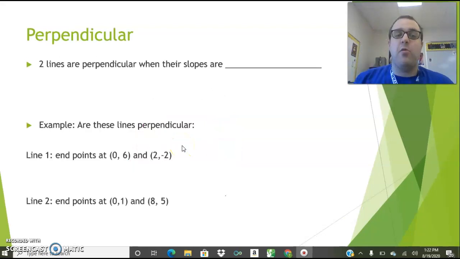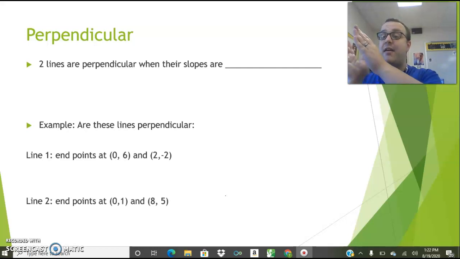All right, so now we're going to talk about how to find if 2 lines are perpendicular to each other. But before we do that, we need to make sure that we identify what it means to be perpendicular. Now, you're probably used to talking about parallel and perpendicular lines and what those mean. Parallel means that your 2 lines go on forever and they never touch, meaning that their slopes are the same.